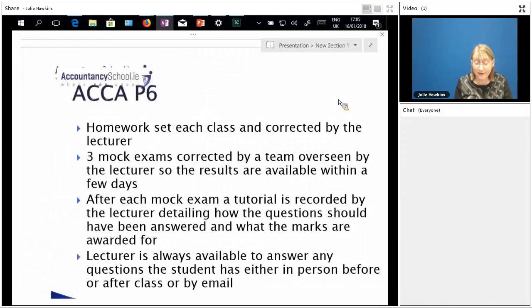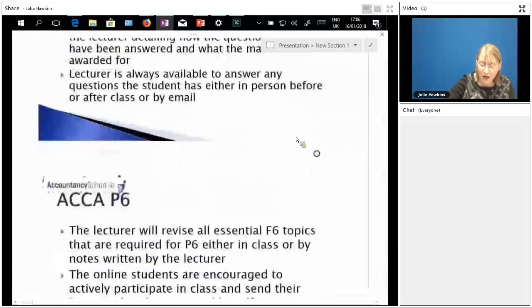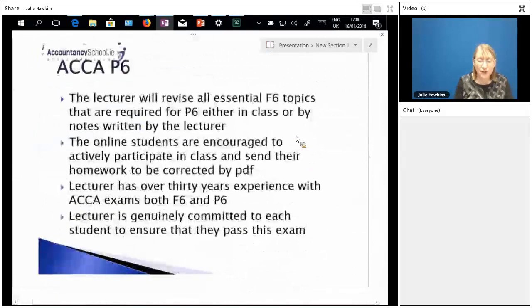Plus, obviously, I'm available after every class to answer any questions that a student might have, or for the online students, or for maybe students who don't want to ask after class, they can email me any questions they have, and I will always answer those emails as quick as possible. Also, I actually do revise in class any F6 topic that I think is fundamental to the P6 course. If it isn't a fundamental F6 area, I still give some notes that the students can go through if it is a long time since they've done F6.